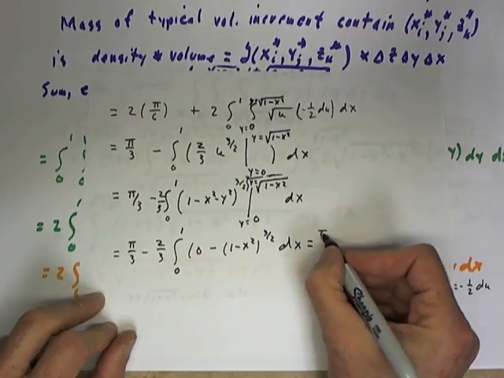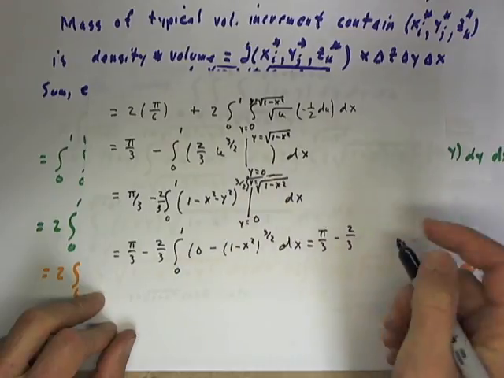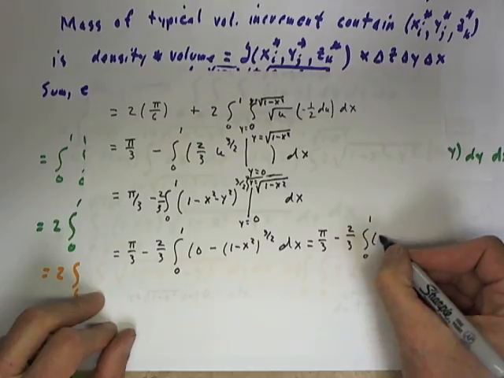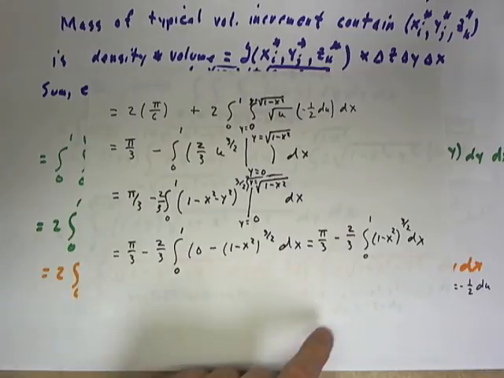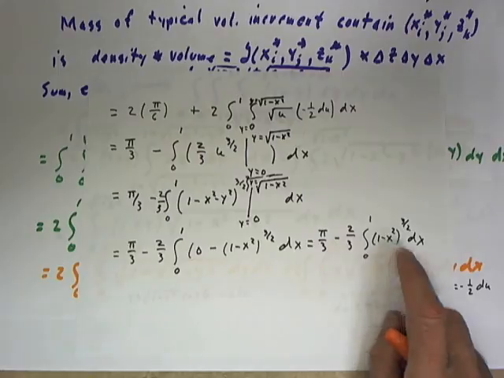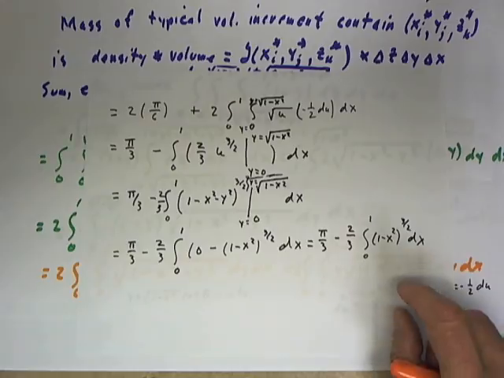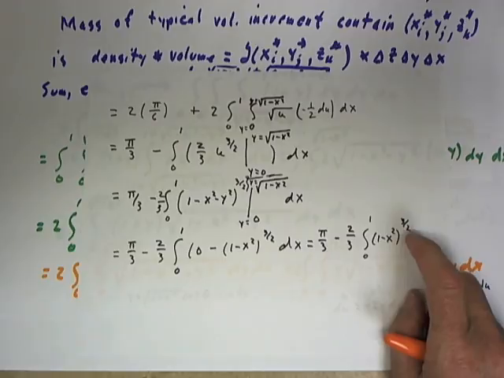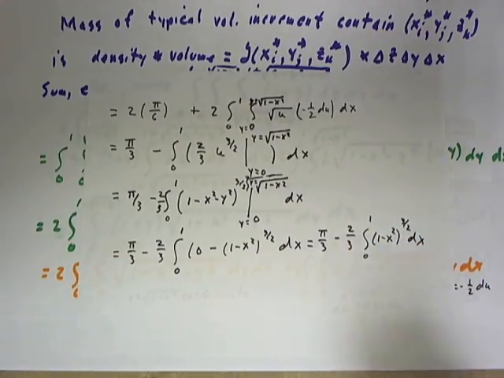So my integral is pi over 3 minus 2/3 the integral from 0 to 1 of the quantity 1 minus x squared to the 3/2 with respect to x. How am I going to integrate this? We've seen this form before. What we did before, same thing we do now. It's not a square root of 1 minus x squared, but it's an integer plus 1/2 power of 1 minus x squared. We're going to use the same trick we used before.